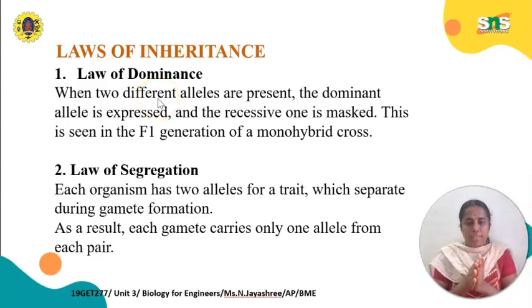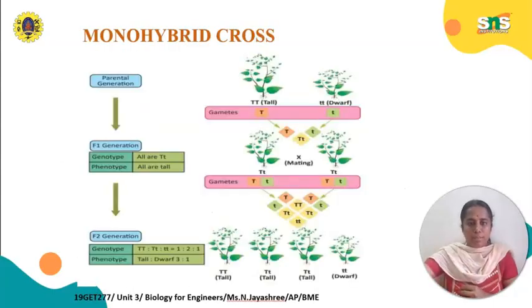So, the law of dominance: when two different alleles are present, the dominant allele is expressed and the recessive one is masked. This is seen in the F1 generation of the monohybrid cross. Let us see this with examples. Capital T is nothing but tall, and small t is nothing but short, indicated as tall and dwarf.